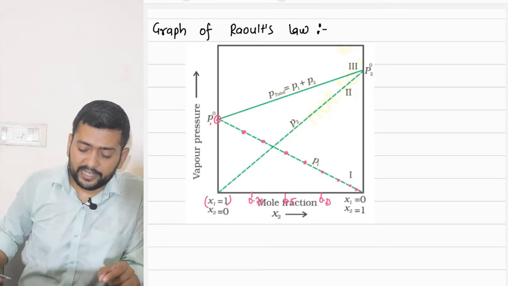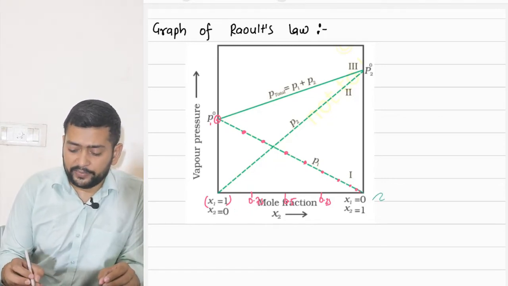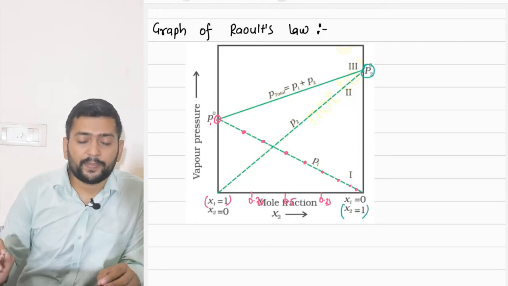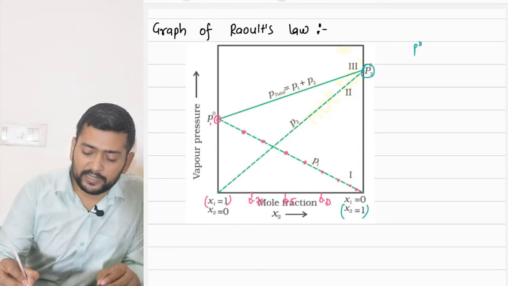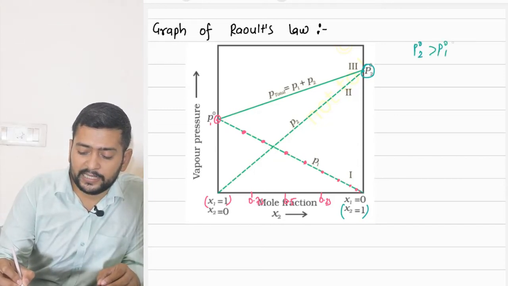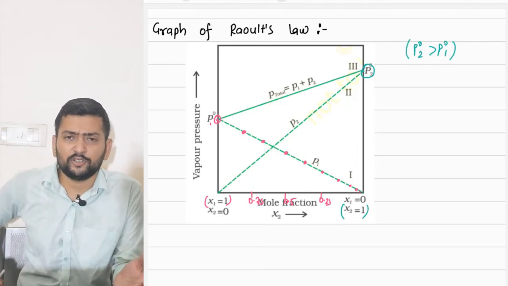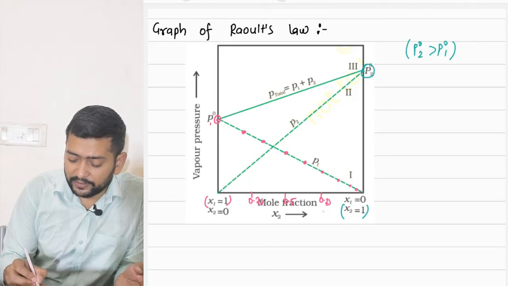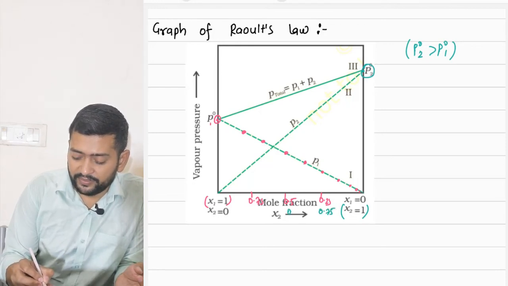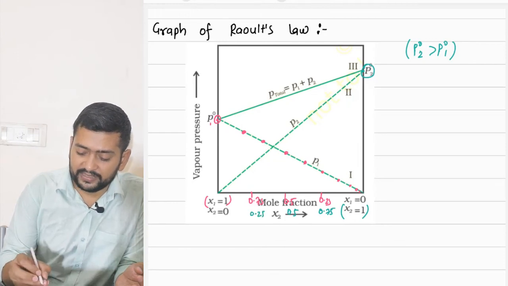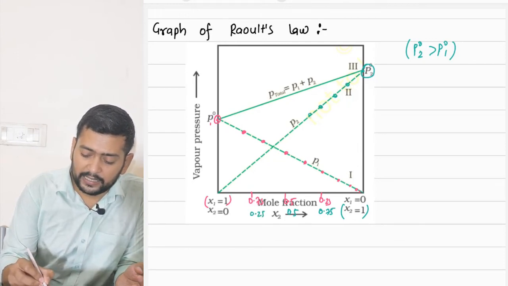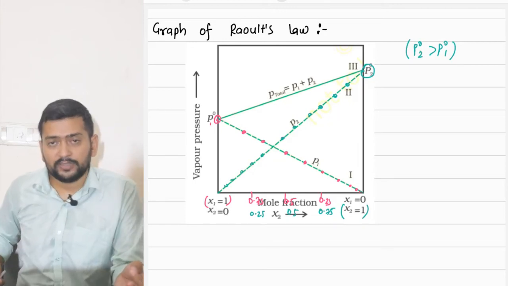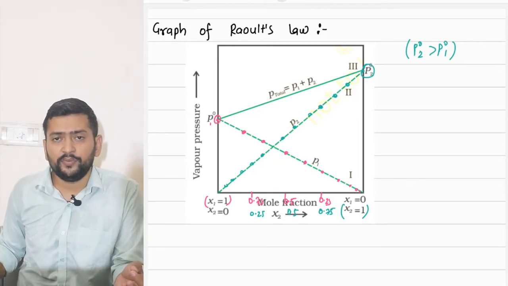Now let me write for the next one. For the second component, if only the second component is present, at that particular point the vapor pressure is going to be P naught 2, and we are assuming that P naught 2 is greater than P naught 1. We are just assuming, right? Now if I start decreasing its mole fraction, for example from 1 to 0.75, 0.5, 0.25 and then 0, it will again start decreasing. I am marking it with green color. I hope it is visible to you, right? So this is the kind of graph you will observe.